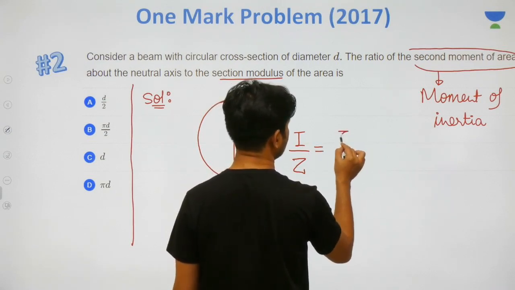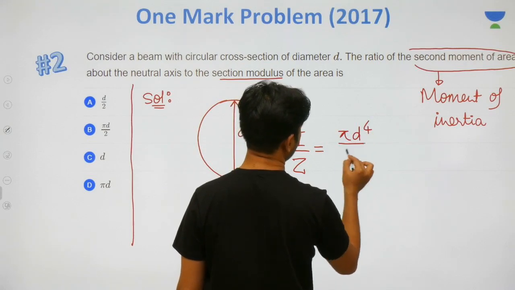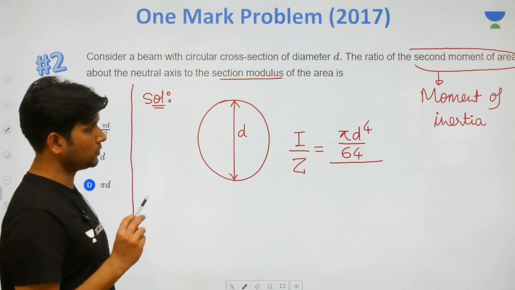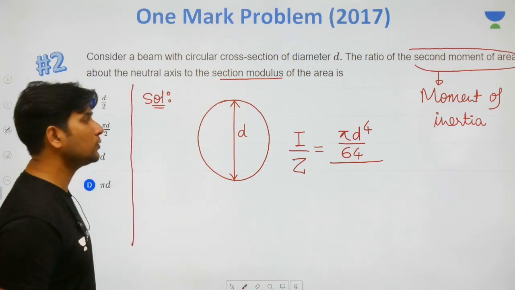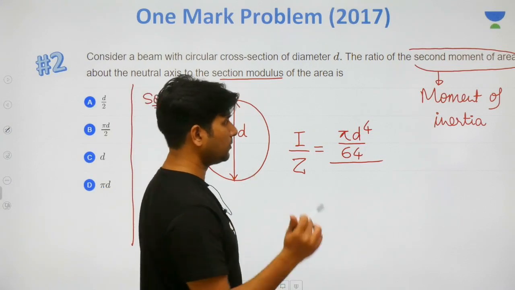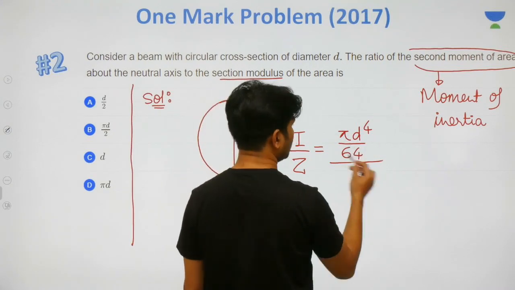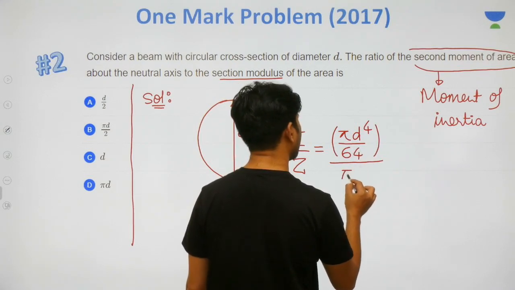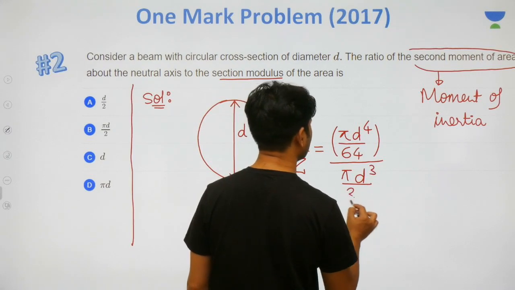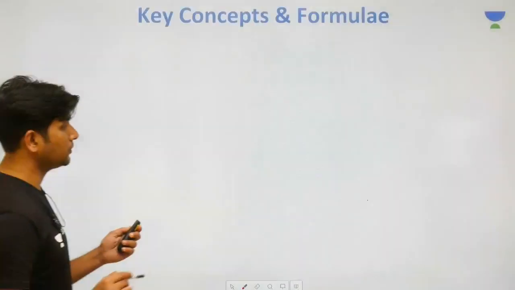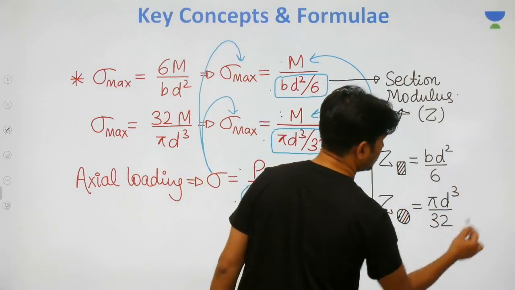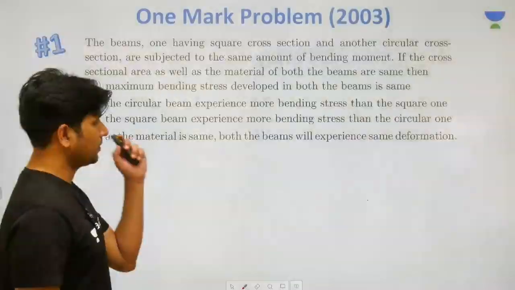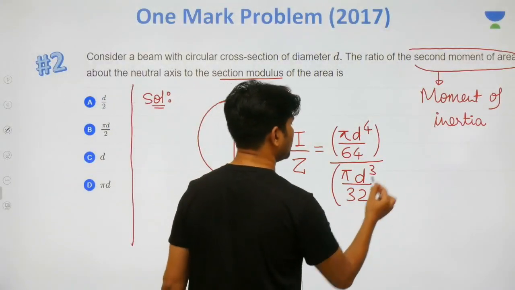Moment of inertia value for a circle is pi d power 4 by 64. I just hope that you know about it. If you know, good for you. If you don't, no problem. Do remember it from now, that for a circle, moment of inertia value is pi d power 4 by 64, and section modulus value, I told you, for a circle is pi d cube by 32. So we can put pi d cube by 32.